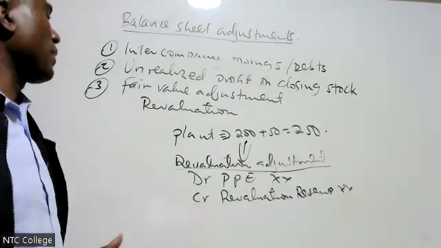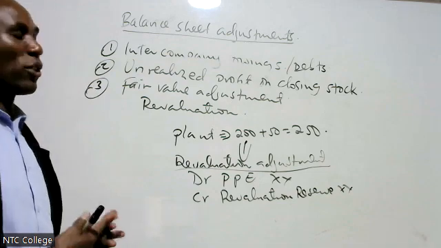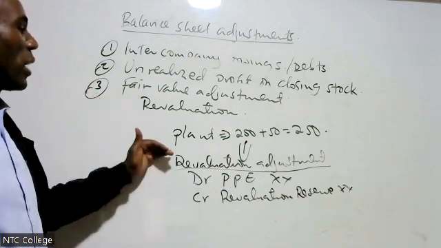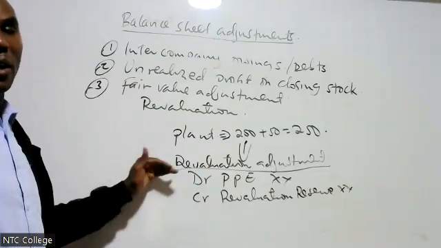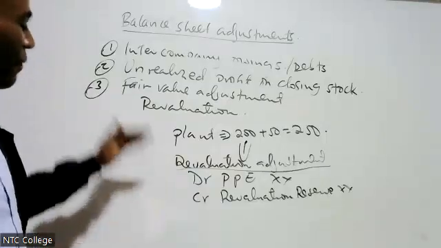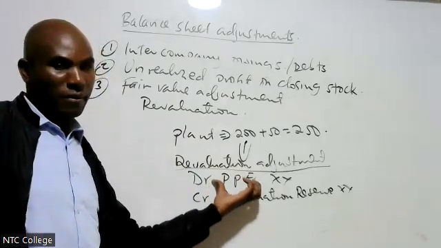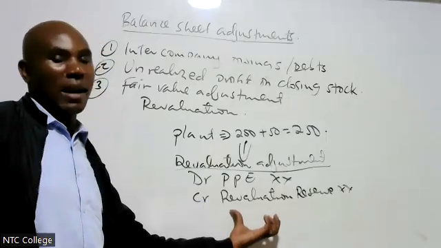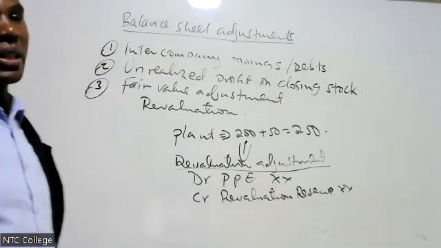I'm saying upon the revaluation, you fail to incorporate revaluation in the books. Therefore, we are going to do what we call revaluation adjustment. You are going to debit PPE, then you credit revaluation reserve.